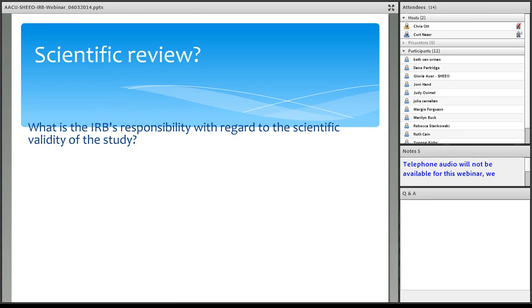But they do say the following. Risks to subjects are reasonable in relation to anticipated benefits, if any, to subjects, and the importance of the knowledge that may reasonably be expected to result. Right? Now, generally speaking, as risks increase, so does the scrutiny of the scientific merits. And if you go to the OHRP, Office for Human Research Protections site, the scrutiny of scientific merits increases as the risks increase.